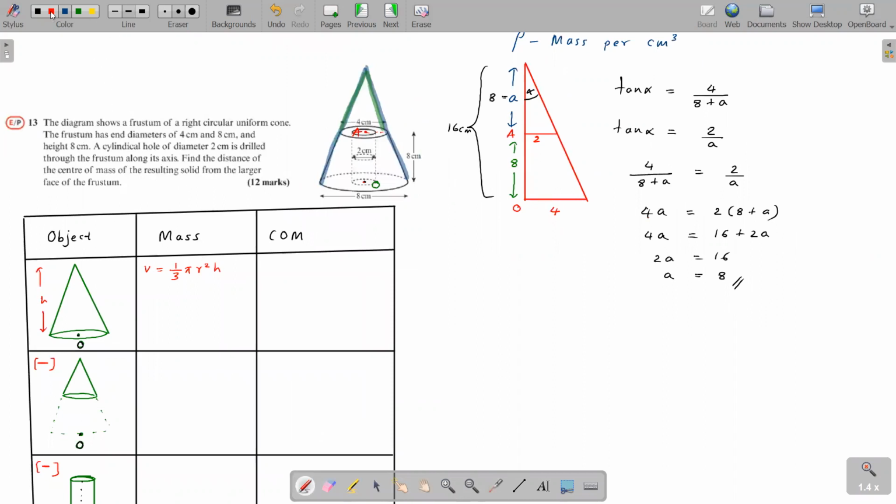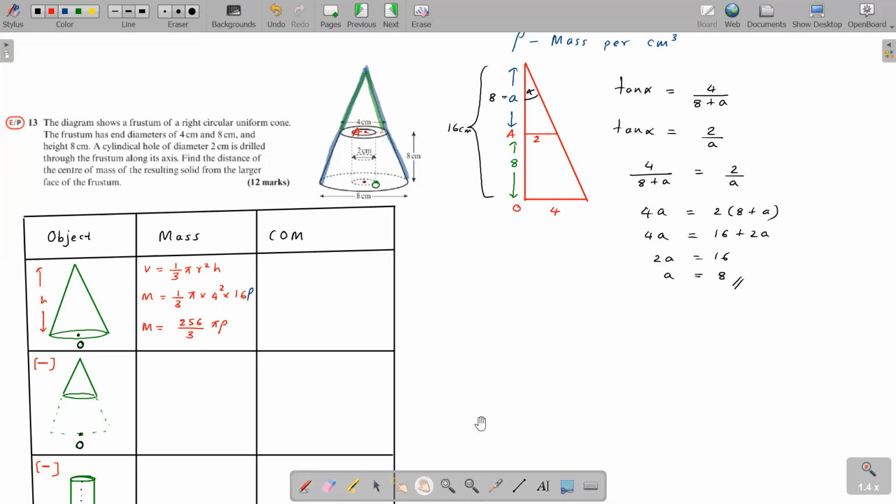And so I need the mass. If you want the mass, mass is going to be 1 over 3 pi, radius for the large cone, that's 4 squared, height was 16. Let's simplify. What's the mass? 1 over 3 into 4 squared into 16. So 4 squared is 16, times 16, it's 256, right? So 256 over 3 pi. And don't forget the rho. You have to multiply by your rho here, right? To make it mass. All right, guys, so that's the mass.